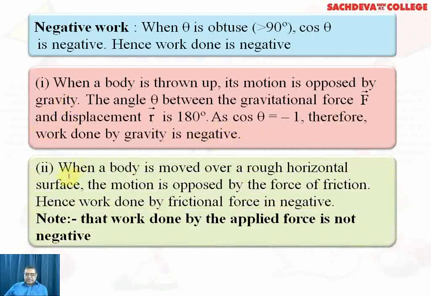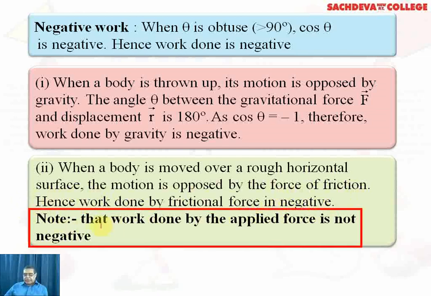Now we come towards the second point. When a body is moved over a rough horizontal surface, then the force of friction is opposing this motion. So once more I will read the context. A body is moved over a rough horizontal surface. The motion is opposed by the force of friction. Hence work done by frictional force is negative.